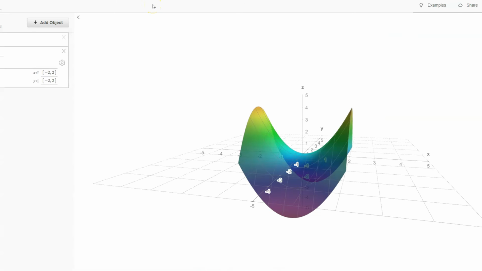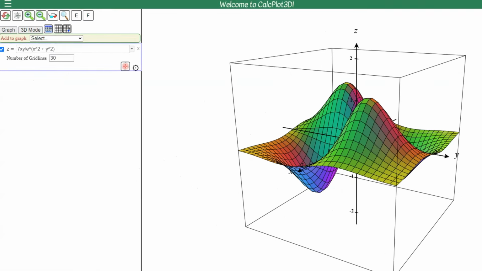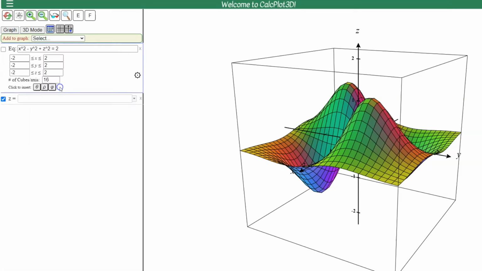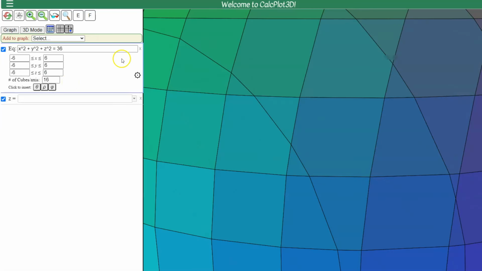I think the one we use is the CalPlot 2D. Like I said, I think that one's a little more popular, so let's go ahead and just use that one. An implicit surface. So the equation is going to be x squared plus y squared plus z squared equals 36, right? And I want to plot this between plus and minus 6 for each x, y, and z. There we go.